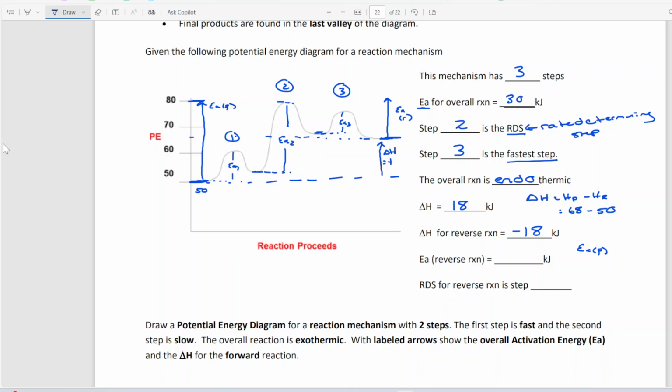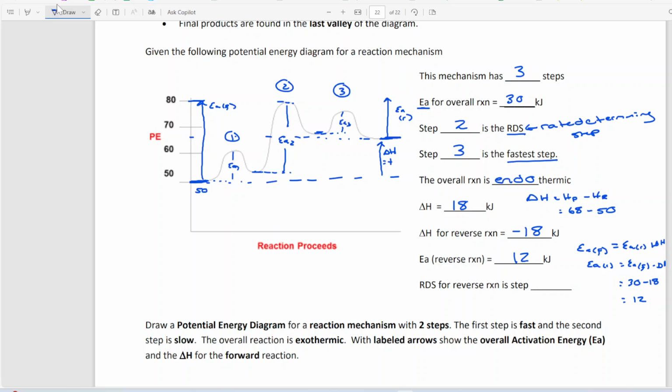So I could know that I called that about 68. So 68 up to 80 is going to be 12 kilojoules. Oops, I have to write the units again. Or I could have used the equation, which is EA forwards equals EA reverse plus delta H. So my EA in reverse would be EA forwards minus delta H, which would give you, my forwards was 30 minus the 18, which would also give me the 12, right? So from the graph or from the equation.